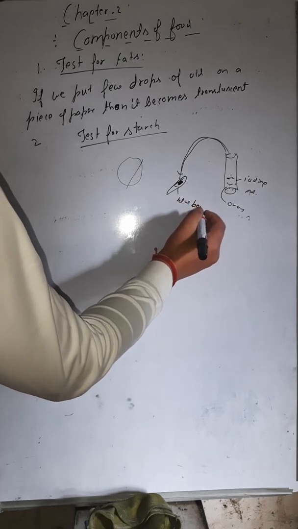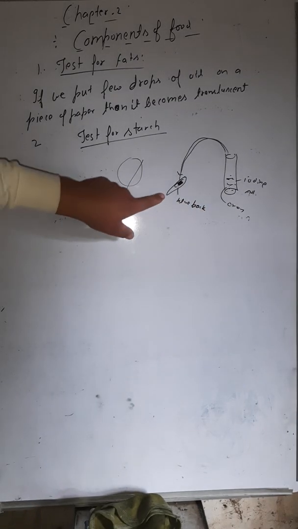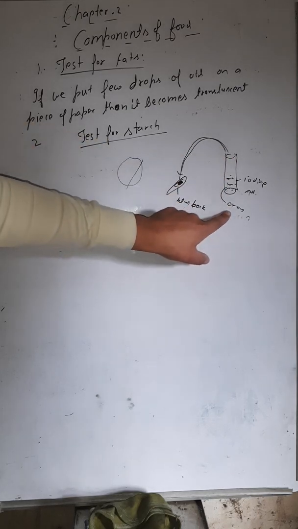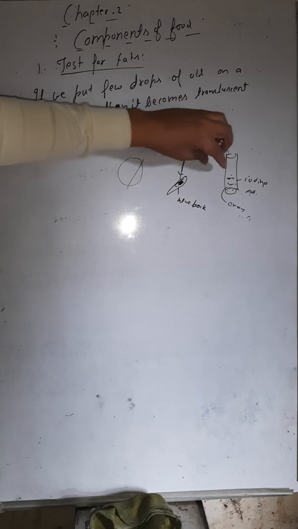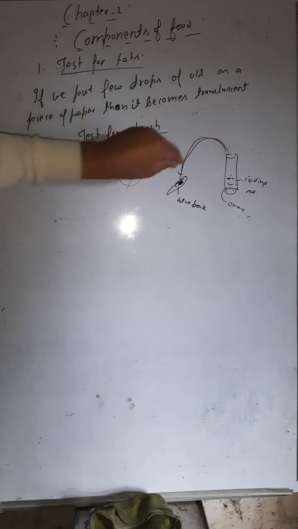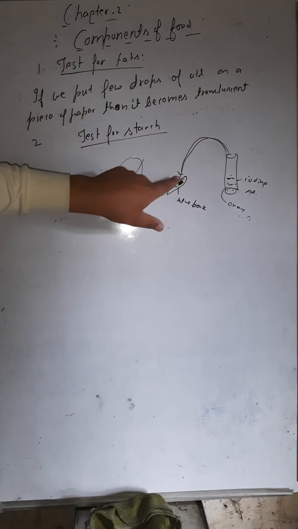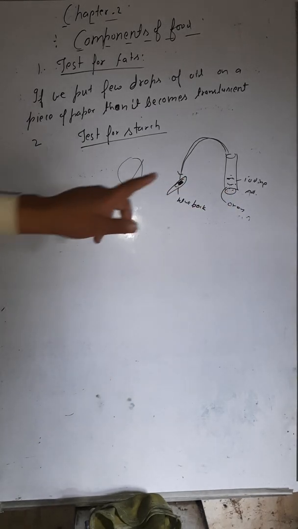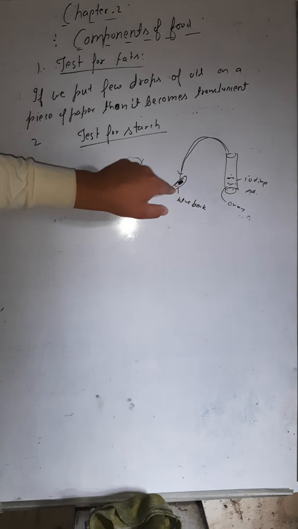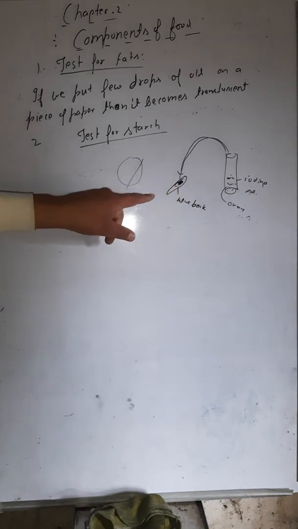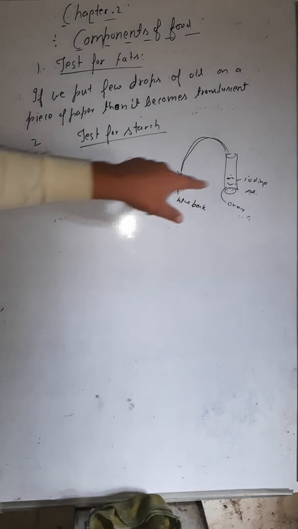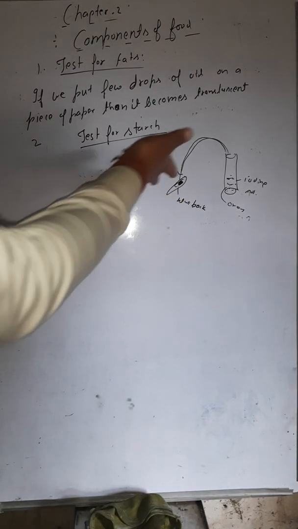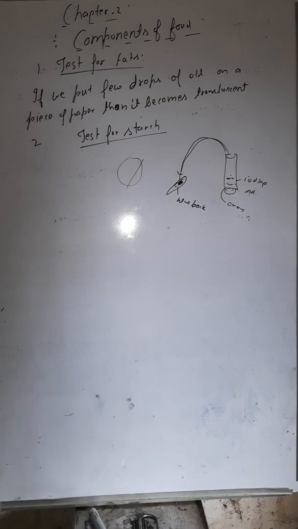Why is this so? This was the piece of potato and this was the iodine solution, whose color was orange. Now if I pour a few drops of iodine solution over this piece of potato, it becomes blue black in color. This indicates the presence of starch, because there was starch in the potato. That is why the color has become blue black.